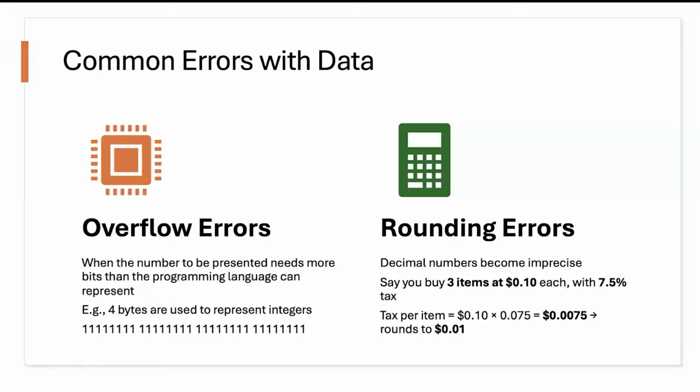And then another error could be rounding errors. It usually happens with decimal numbers. They could become really imprecise because we have to truncate some of those point values. For example, let's say we want to buy 3 items, they are 10 cents each, and then we want to calculate the tax, say 7.5%. So the tax per item, if we do the calculation, will be 0.0075. Let's say in our point system, we cannot really represent that. So we have to round it to 0.01, just 1 cent. So that is a rounding type of error.